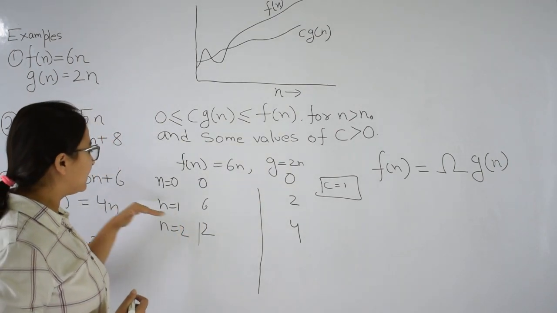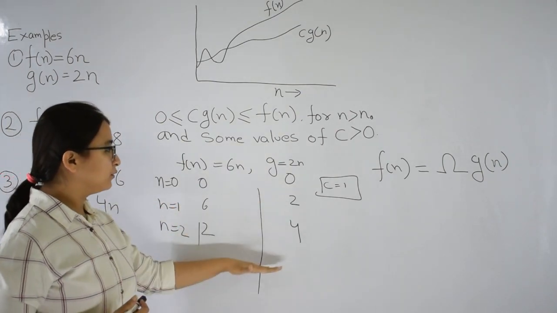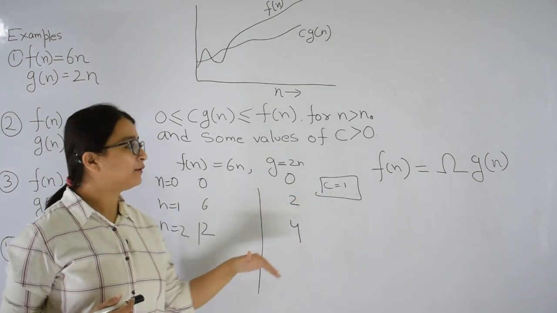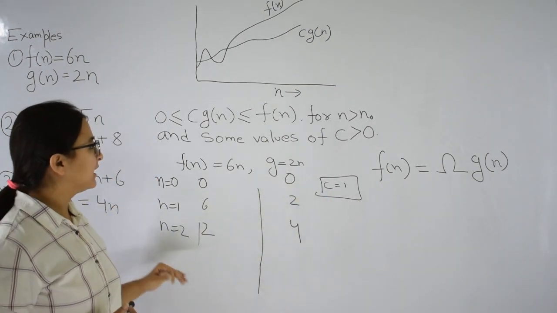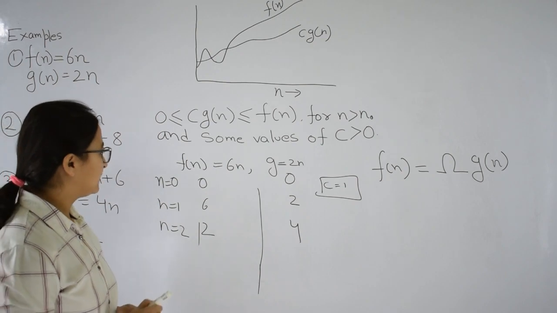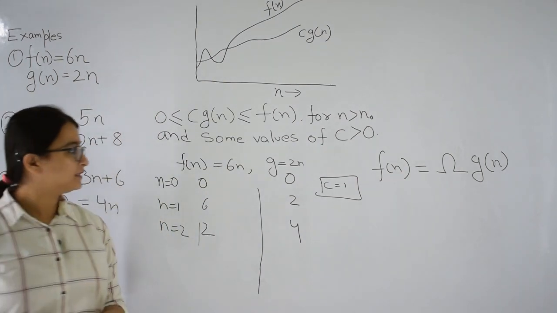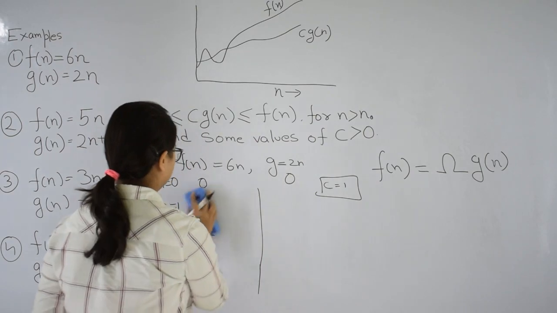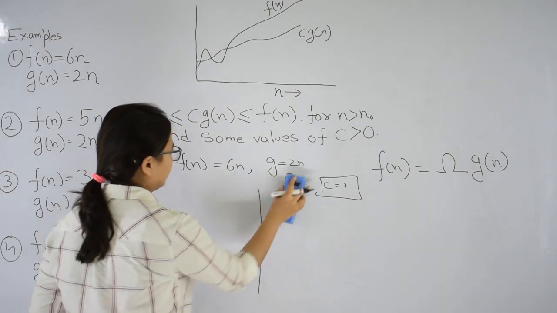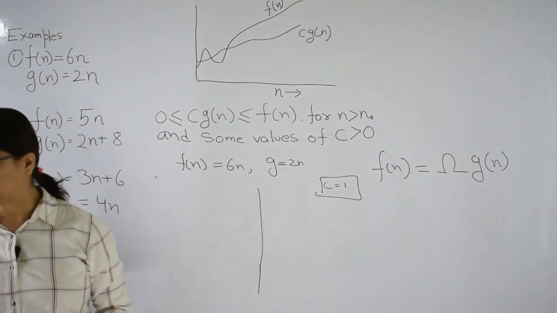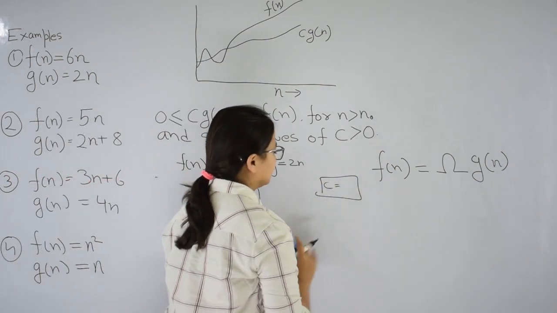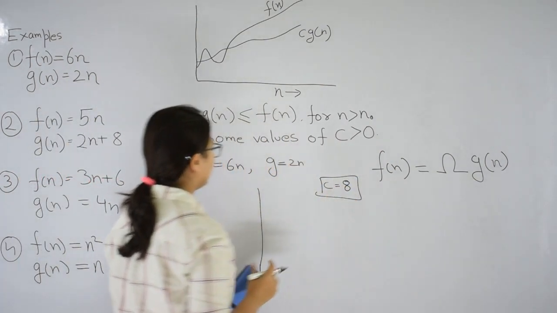So we see that for c is equal to 1, this condition is satisfied. Let me take another example of c. Let's say c is equal to 8. Let's see what happens at c is equal to 8.